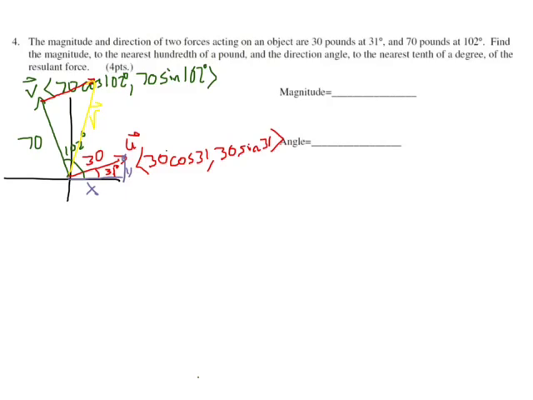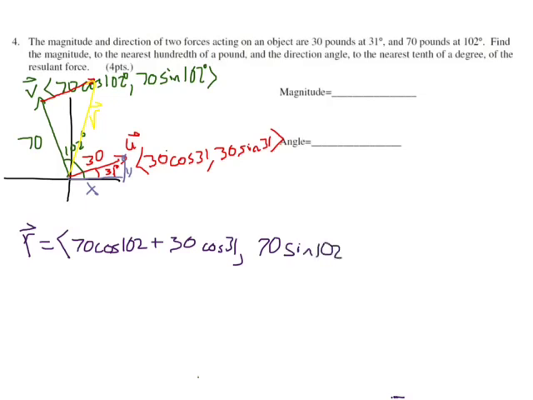And now we need to find the coordinates of that. Well, that just comes from adding. So we're going to add these two vectors. And so our resultant vector is just the sum of these two. And we're going to add it component wise. We get 70 cosine 102 plus 30 cosine 31. Whatever that comes out to be will be our first component. Then we have 70 sine 102 plus 30 sine 31. Alright?